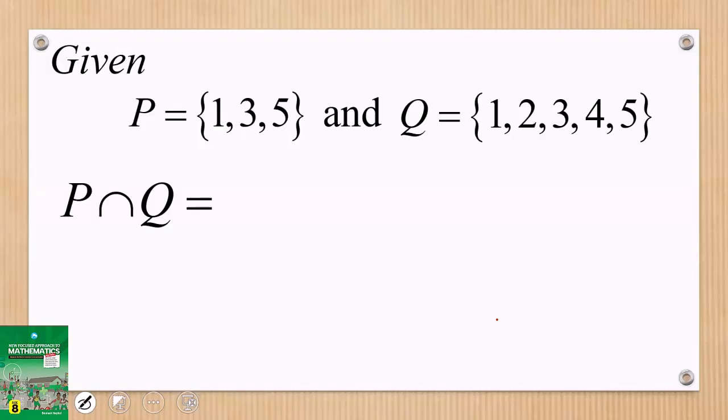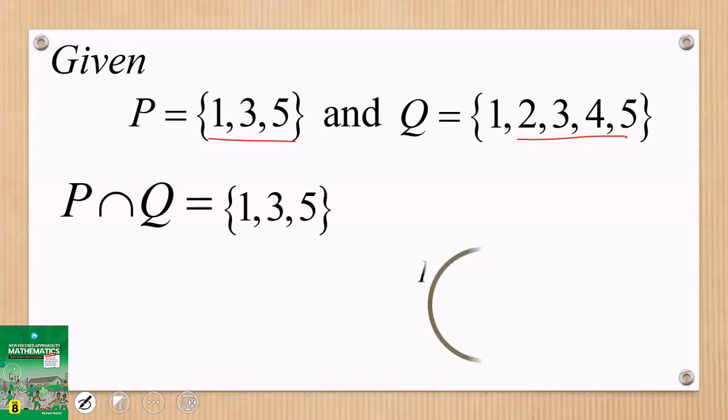Let's say you have set P defined as 1, 3, 5 and set Q defined as 1, 2, 3, 4, 5. What is P intersection Q? Here you can see that all the elements in P can be found in Q, and so the intersection is 1, 3, 5, which is the same as P.